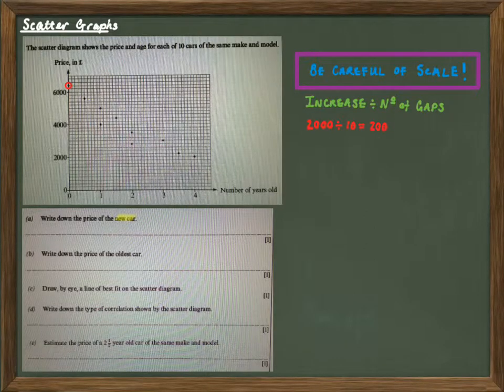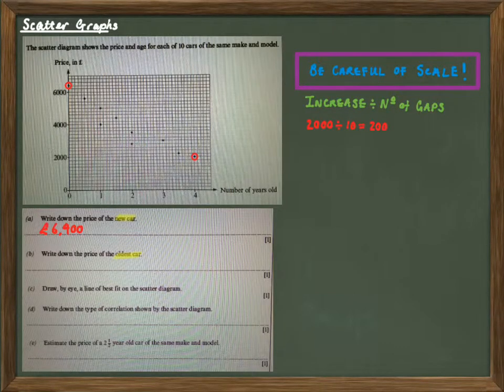So for me, write down the price of the new car. I found the point. It's above 6,000. It's actually 2 squares above 6,000. So 1 square would be 6,200. 2 squares would be 6,400. Okay, so that's 1 mark for my first one. Write down the price of the oldest car. Oldest car is obviously going to be the one that is furthest to the right-hand side, furthest across on the x-axis. So for me, it's that one.